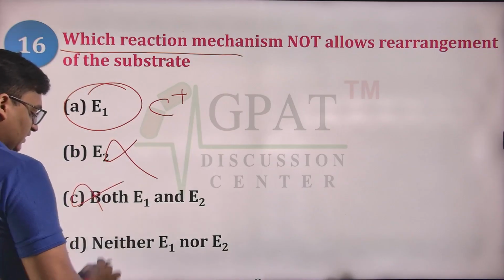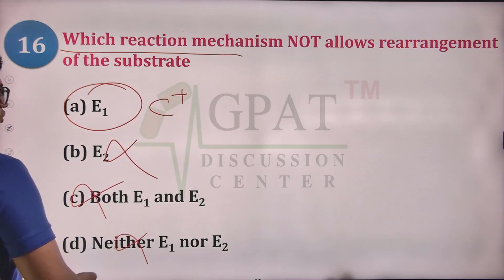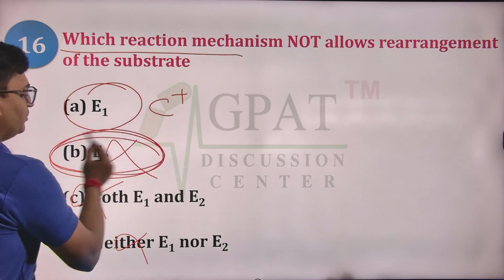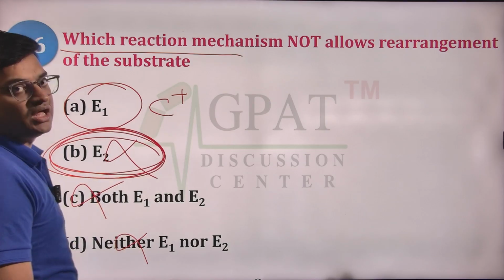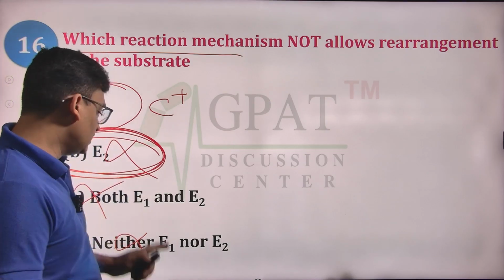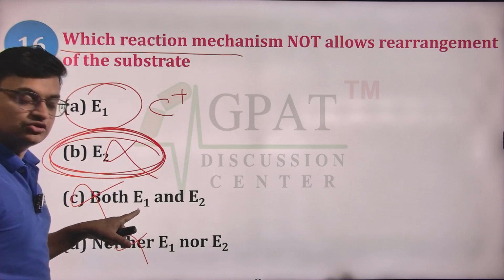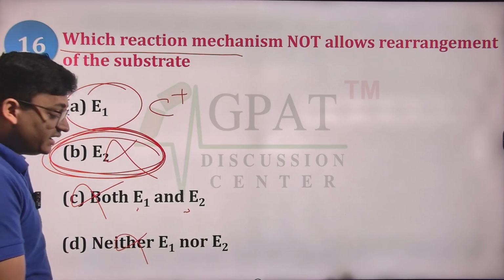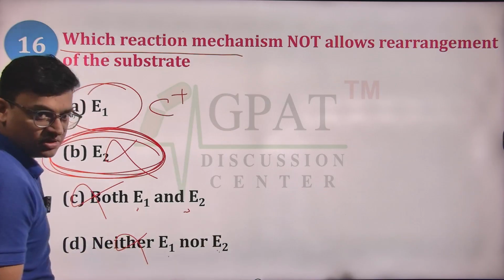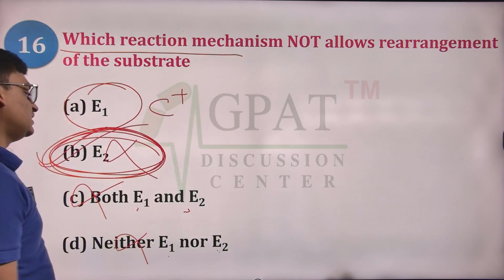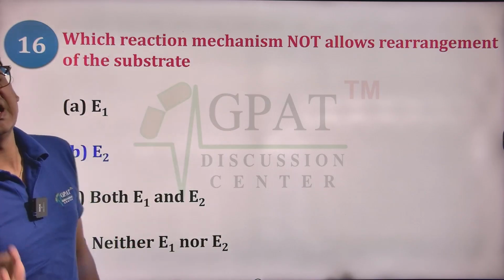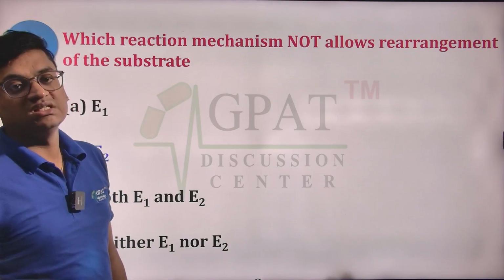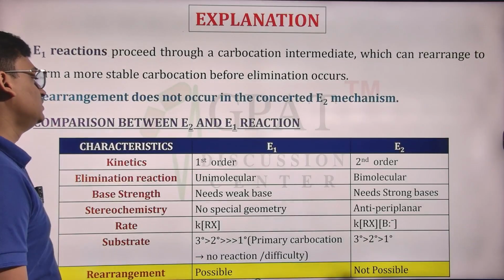Both is not the right answer, neither is not the right answer. So only E2 can be the right answer. In E2 we cannot see rearrangement. For both, E1 shows rearrangement and E2 does not, so that is not correct. Neither cannot be correct, since E1 shows it and E2 does not. So the only right answer is E2. E2 has no chance for rearrangement of the cations.